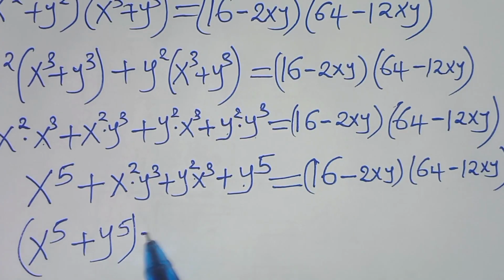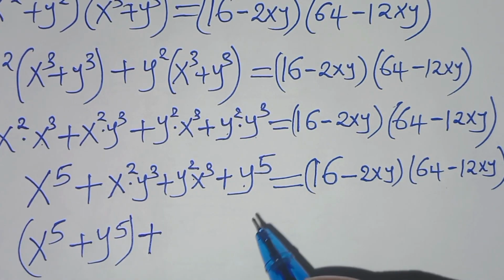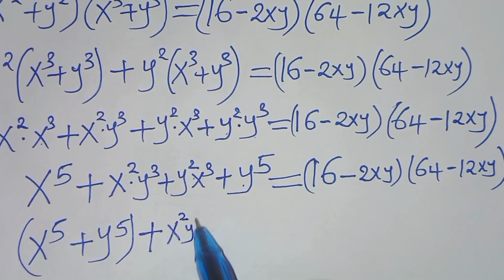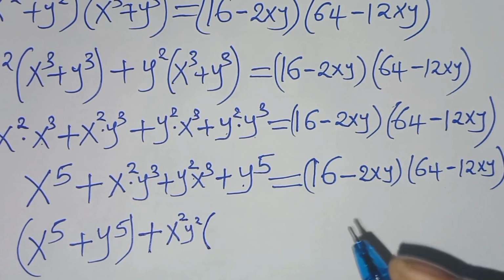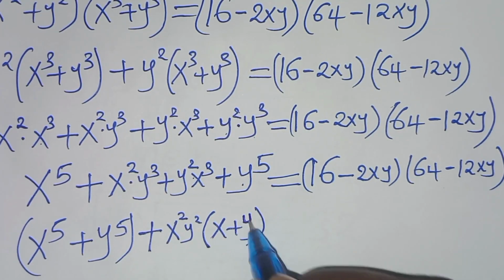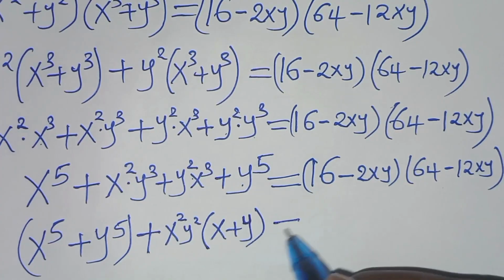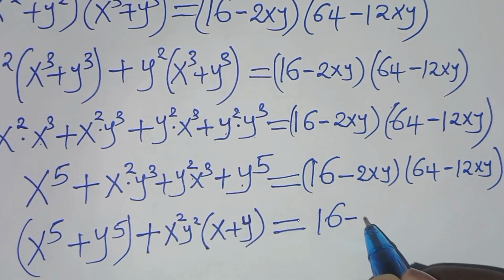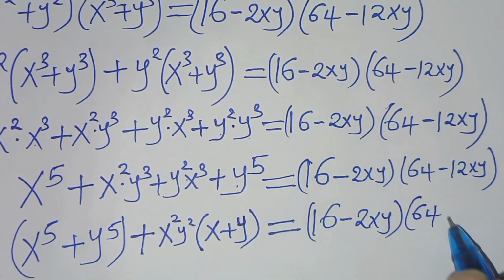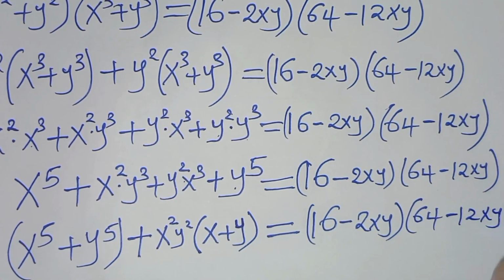Close the bracket from here. Then we have plus, we can factor out x squared and y squared, so that now here we have x plus y, that is x plus y. This is equal to 16 minus 2xy multiplied by 64 minus 12xy.